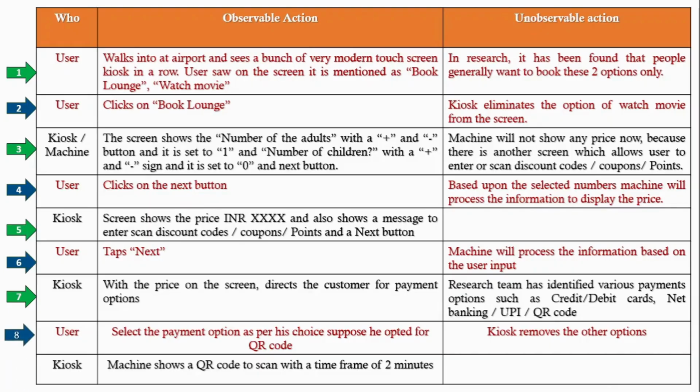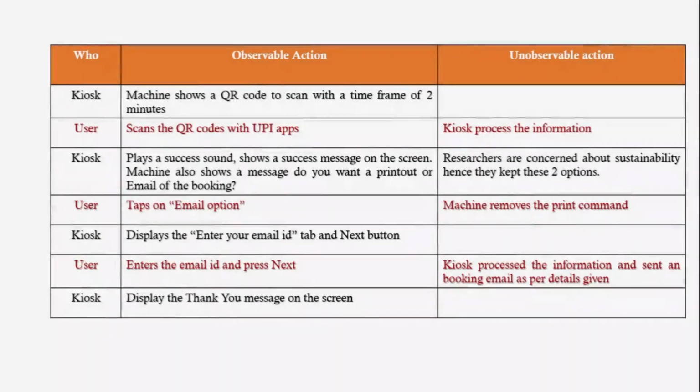Now comes the eighth step, where the user selects the payment option as per his choice. Suppose he opted for QR code, then what will the machine do? In the unobservable action, the kiosk will remove the other options. Then in the ninth step, the kiosk machine shows a QR code to scan with a time frame of 2 minutes. It happens whenever we are doing a UPI transaction. It shows a time frame of 2 minutes, right? Or 3 minutes sometimes, depending upon the machine.